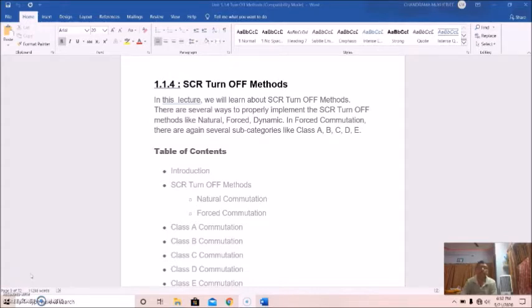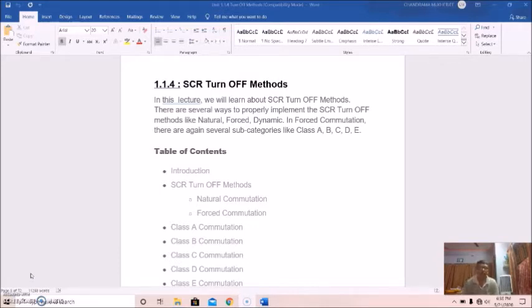In this class, we'll discuss thyristor turn-off methods: how a thyristor, when it is in conduction mode, can be taken back into the off condition. There are several ways to properly implement the thyristor turn-off methods.